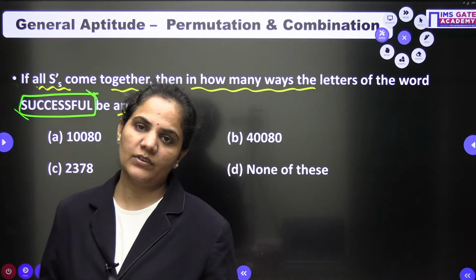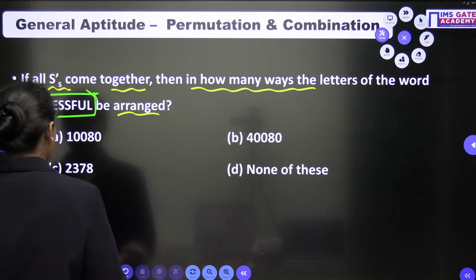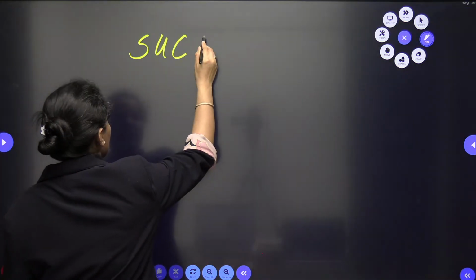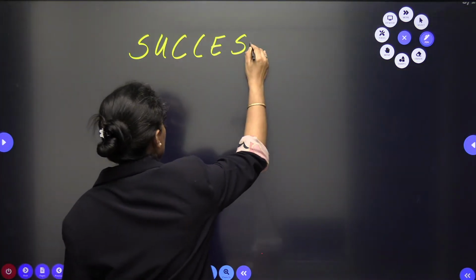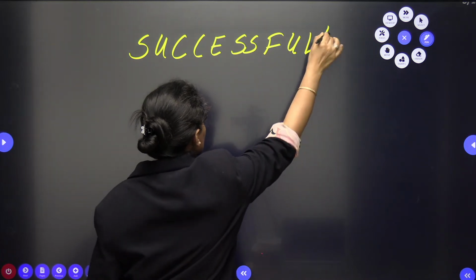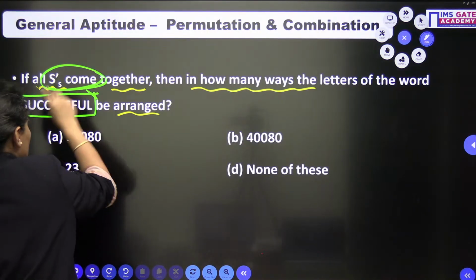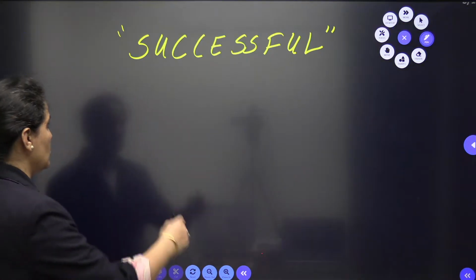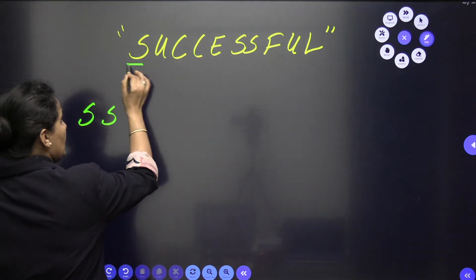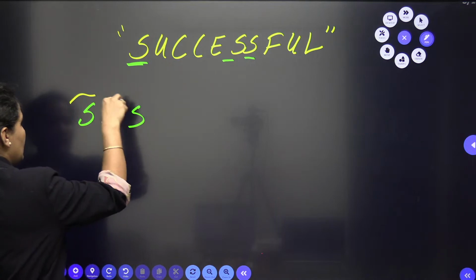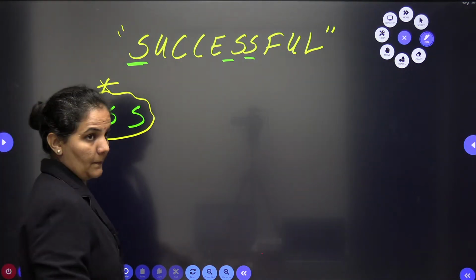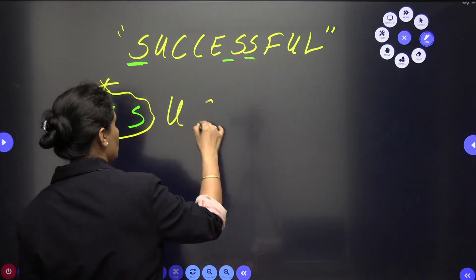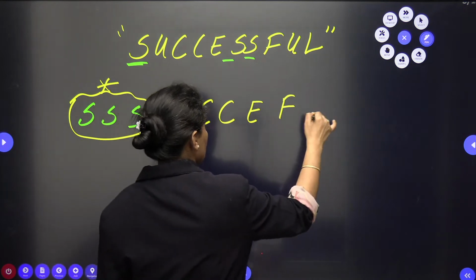So what is it saying? First of all, let's read the question. It is saying that all the S come together. Let me write down the word which is given to you: S U double C E double S, successful. This is the word given to you, and the question is asking about all the S coming together. So first of all, we can write down how many S we are having here. 3 S. So write down all the S together and make a bundle. Then write down the remaining alphabets. We are having U double C E F U L.